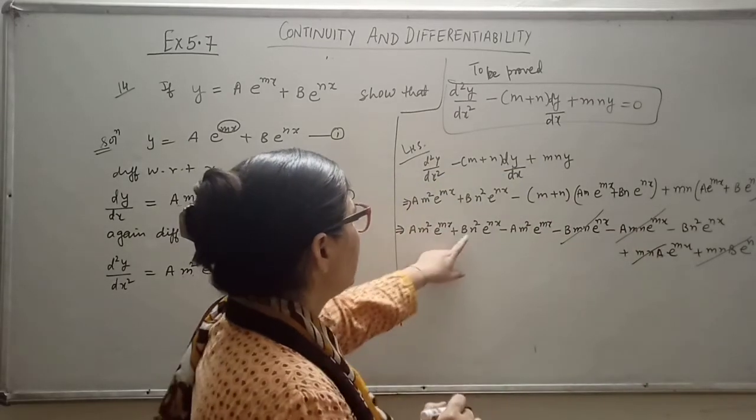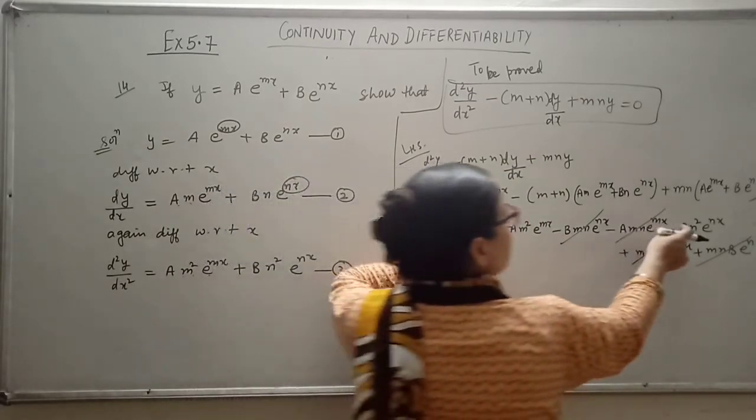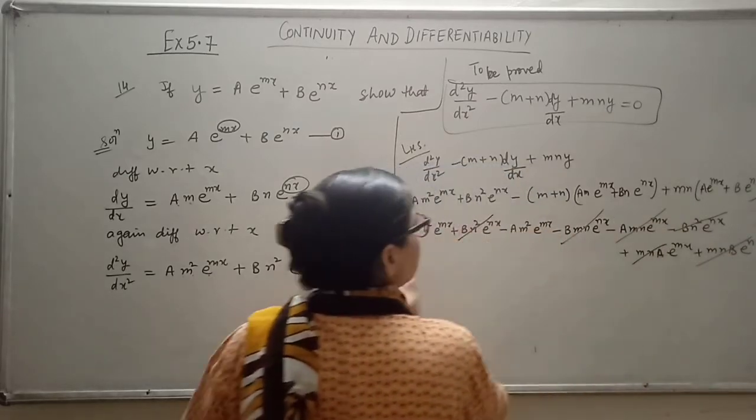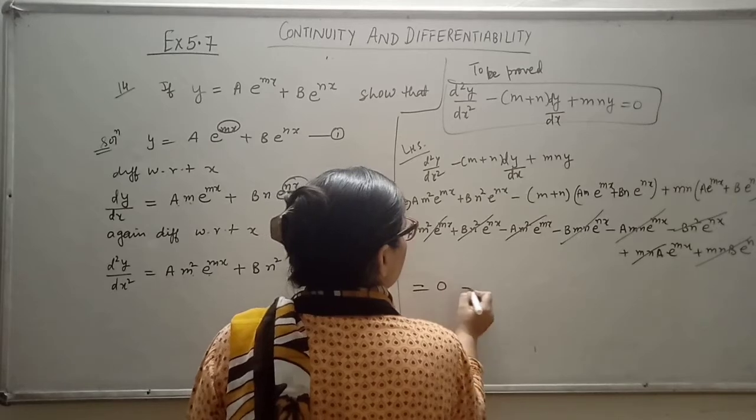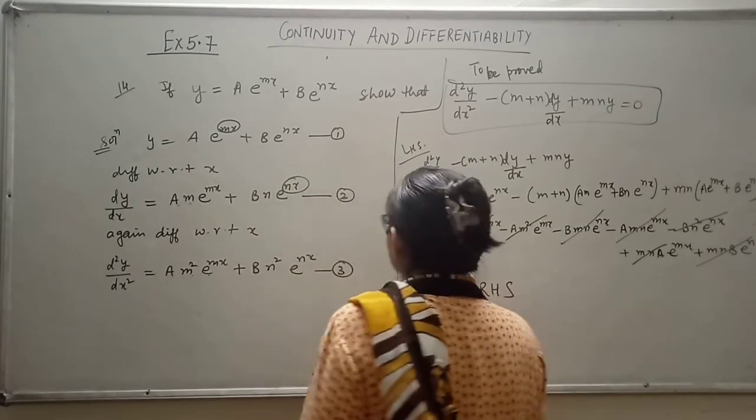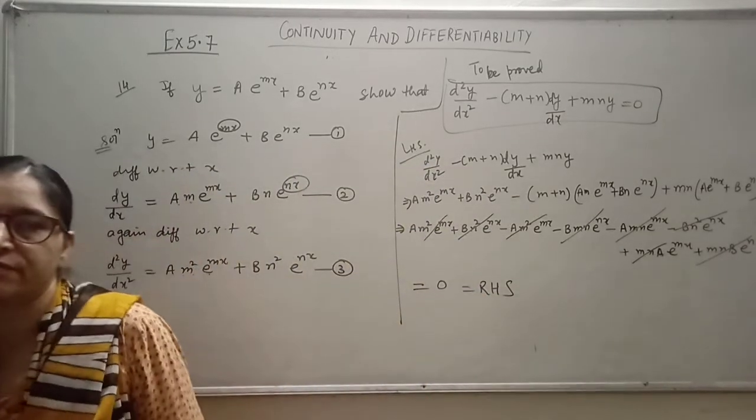And what else is cancelling: b n square e raised to power nx minus b n square e raised to power nx. So this is cancelled by this, and of course this is cancelled by this. So this is equal to 0. That is equal to your right hand side. So in this way also we can do it.